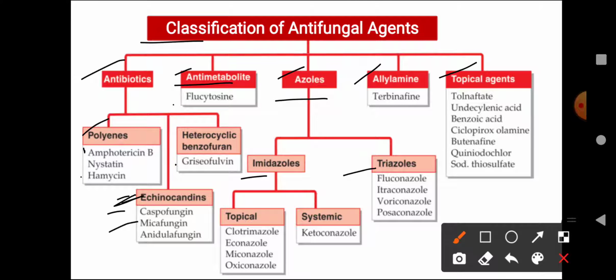Imidazoles are again classified as topical and systemic. Examples for the topical imidazoles are clotrimazole and econazole, and for systemic imidazoles, ketoconazole. Examples for triazoles are fluconazole, voriconazole and posaconazole. In case of allylamines, the most important example is terbinafine. And lastly, the topical agents such as benzoic acid, butenafine and sodium thiosulfate.